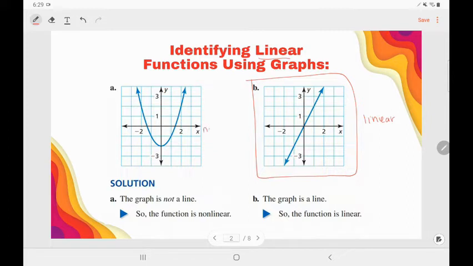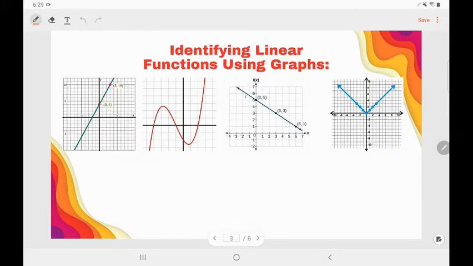That makes A non-linear because this is going down and then all of a sudden it's going up. That cannot be happening in order to be linear. It has to have constant, so constantly increasing or constantly decreasing. So take a second when you get to this next screen, pause and decide if these are linear or nonlinear.